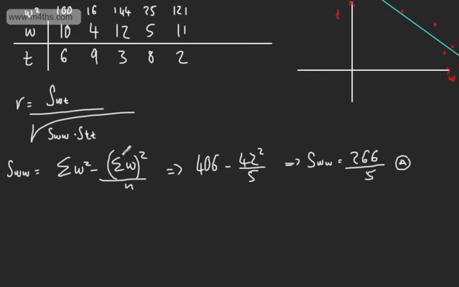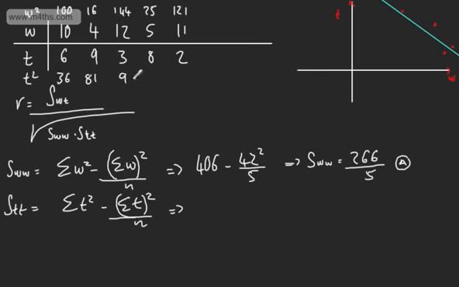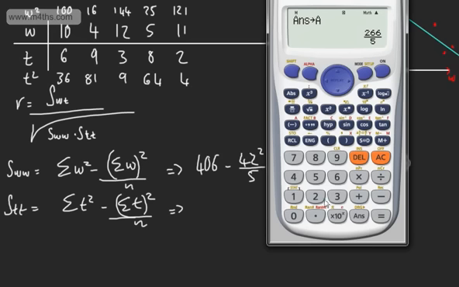Okay, let's look at the sum of TT, or STT. So we've got the sum of T squared minus the sum of T all squared over N. So let's go ahead and now look at T squared. So let's write T squared below. There's T squared, 36, 81, 9, 64 and 4. So let's go ahead and sum those. So we've got 36 plus 81 plus 9 plus 64 plus 4. And that gives us 194.